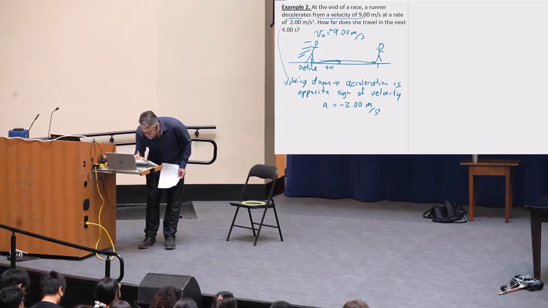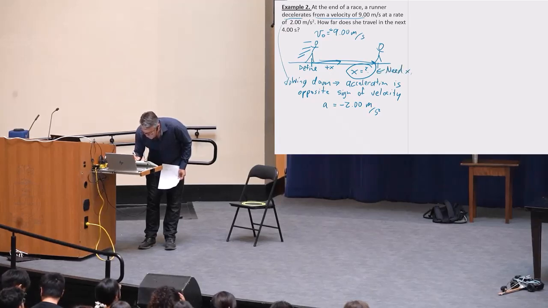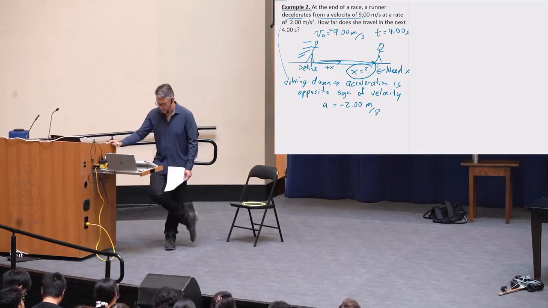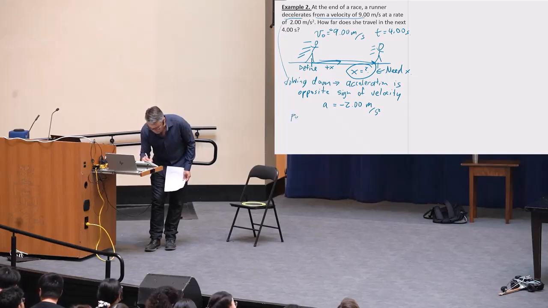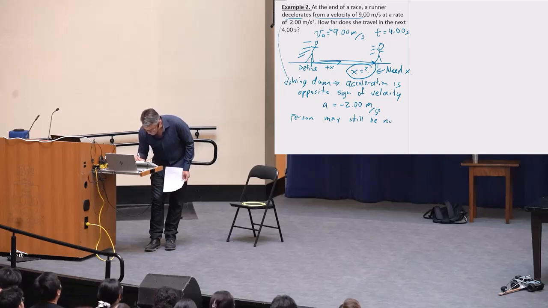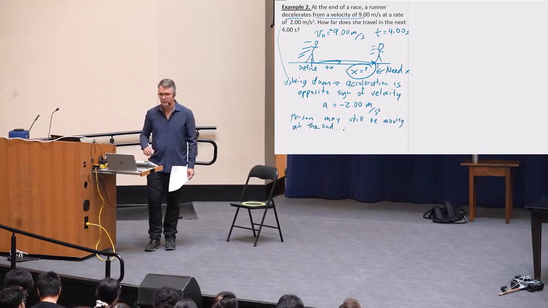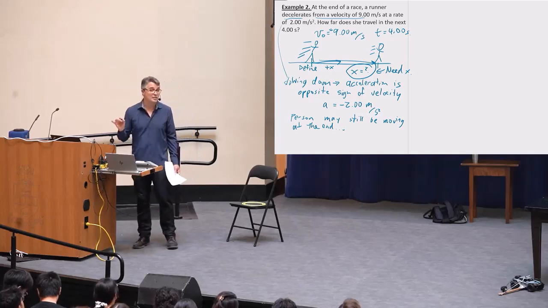This is some distance x. So x is the question mark. That's what we need. We need x. And then this is at time t equals 4.00 seconds. It doesn't really say that she's stopped. I will just say that the person may still be moving forward at the end. I'm a little curious about that, but I'm not asked about it.